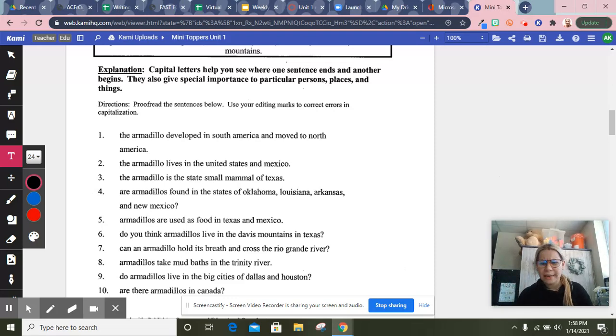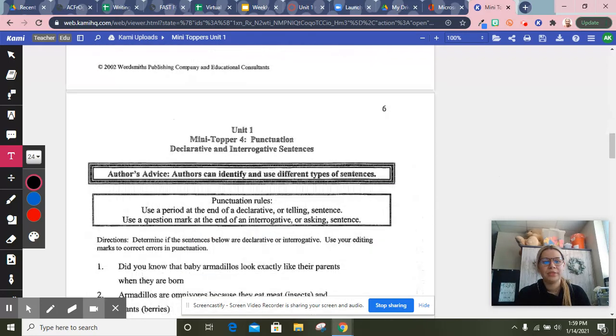Now, why am I not capitalizing armadillo? That's because there are millions of armadillos, so it could be any. It's not telling me Armadillo Fred developed. It's just the armadillo. So it doesn't need to be capitalized. It's a common noun. So y'all will do that.